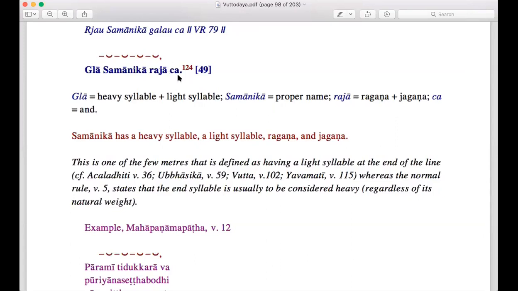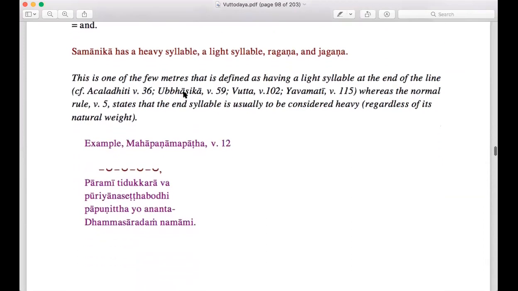We need Jagana here. So always we should keep a light syllable at the end of this verse. It is also mentioned in Bhante's explanation. This is one of the few meters that is defined as having a light syllable at the end of the line. There are some other examples also in Achala Dhiti verse, what we met in the previous chapter, and Ubhasika, Vutta verse, and Yavamati. In all these examples, the ending syllable should be light.